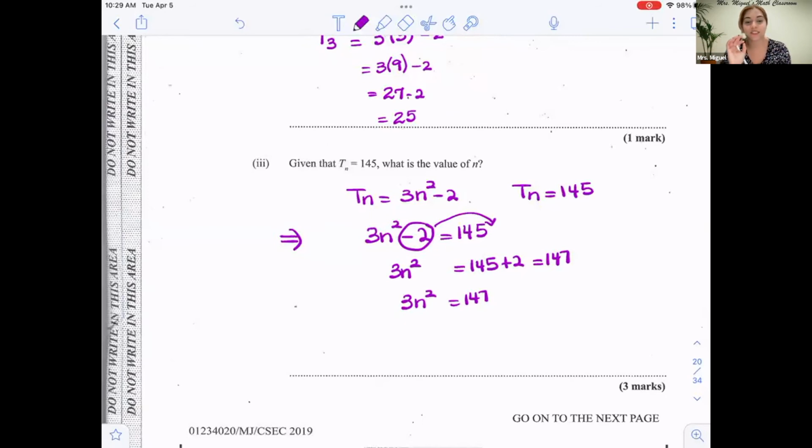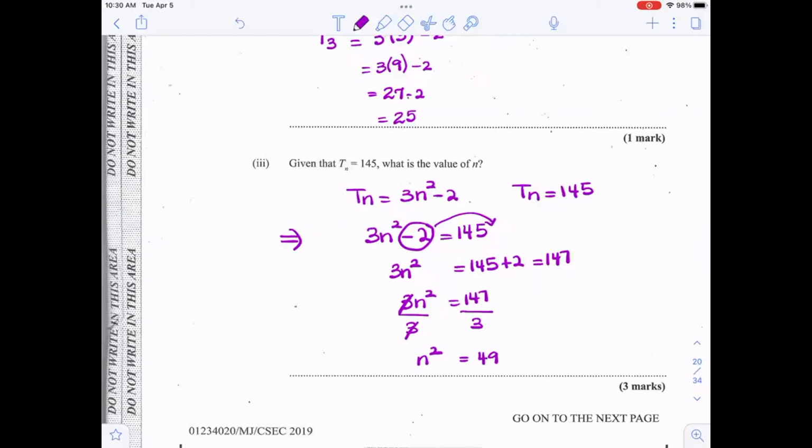So 3n squared is equal to 147. So we will divide by 3. N squared is 147 divided by 3, which is 49. How much is n? And how do I find n? What do I do? Anybody? N squared is 49. What is n? That's the square root. Yes, Amrita, go ahead.